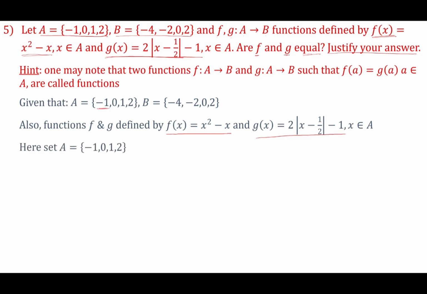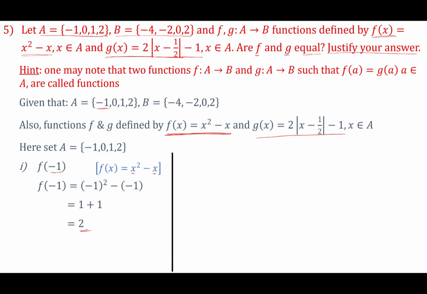First of all, for set A, f(-1). For function f(-1), I will take this definition: f(x) = x² − 1. So in place of x, I will write -1. It will be (-1)² − (-1). (-1) power 2 will be +1, and here +1, which is 2. So the f(-1) value is 2.